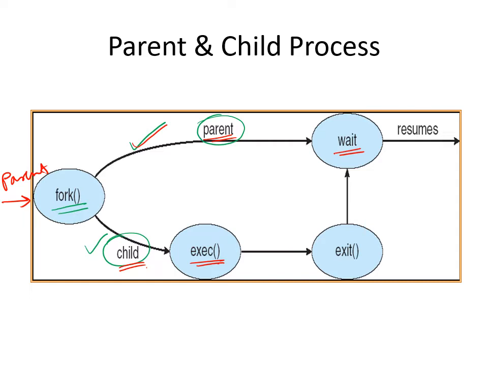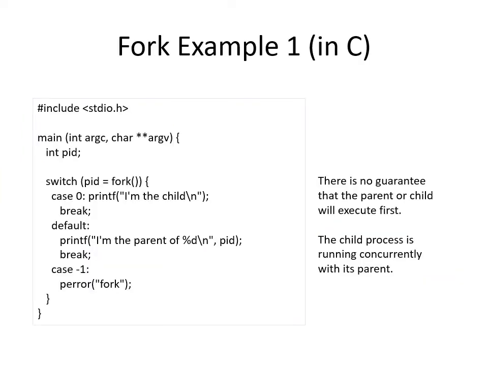So after the exec system call, the child executes for some time, it does the necessary tasks, and when it is done, it invokes the exit system call to terminate. When the child terminates, the waiting parent process is intimated, and now the parent process resumes its execution from this point onward. Next, let's walk through some code examples to further understand the workings of the fork system call.